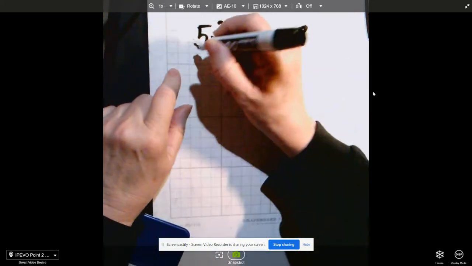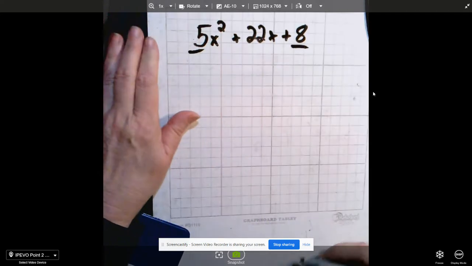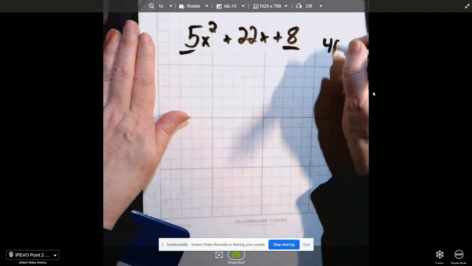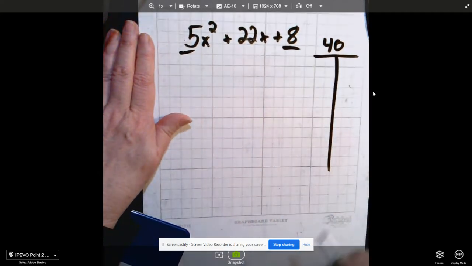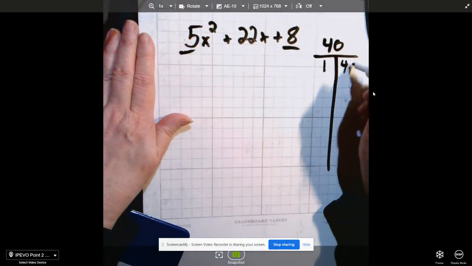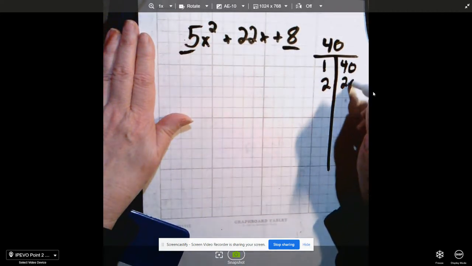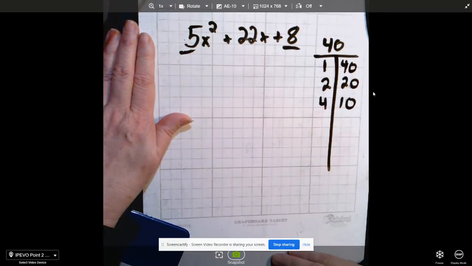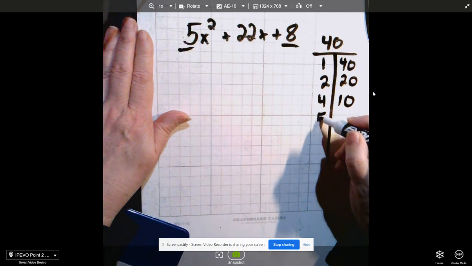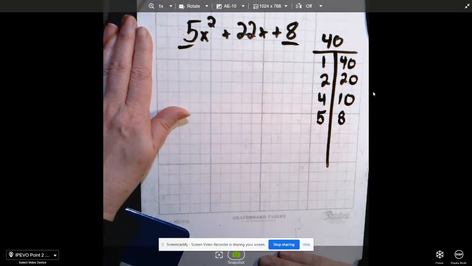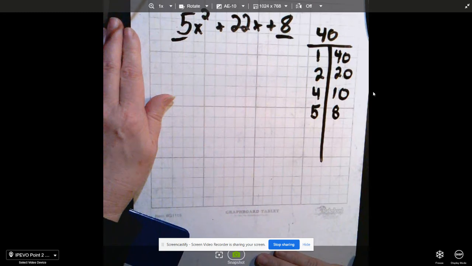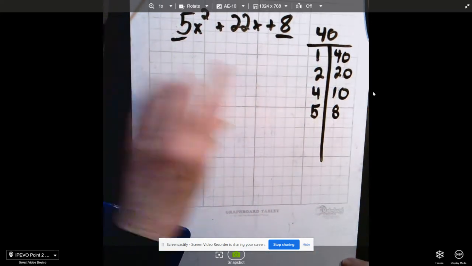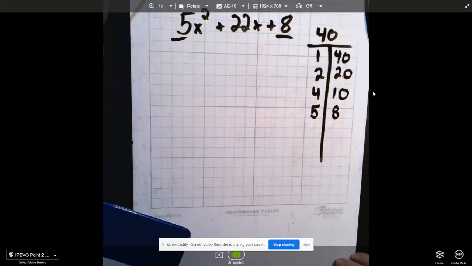So now I'm going to multiply my a and my c value together to get 40. I'm going to write all the multiples of 40 I can think of. I usually start with 1 and 40, and I go down: 2 and 20. It's not divisible by 3. 4 and 10. It's divisible by 5 and 8. It's not divisible by 6. Not divisible by 7. We already got 8. Divisible by 9? Nope. And divisible by 10, but we already had that. So I think we have a comprehensive list here.